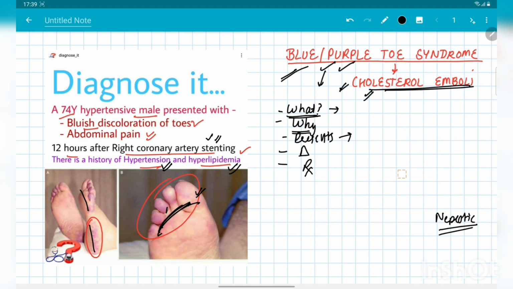And now let's come to the next system, the GIT. In the GIT also, the symptoms are occurring because of the blockage of small arteries of the GIT, and due to the blockage, ischemia is developing. The main symptom by which the patient presents is abdominal pain, like our patient also presented with abdominal pain.